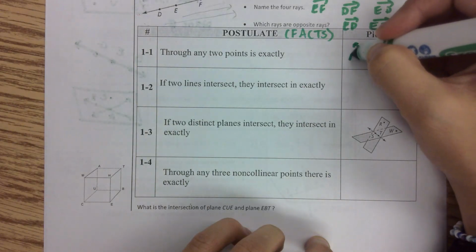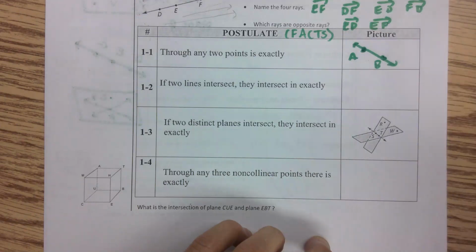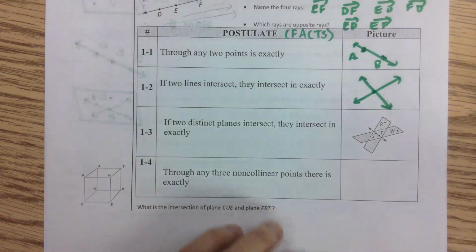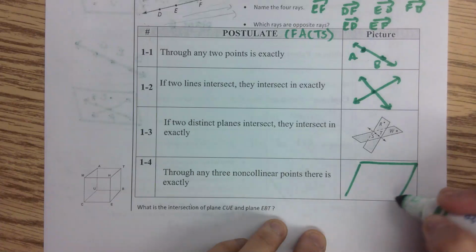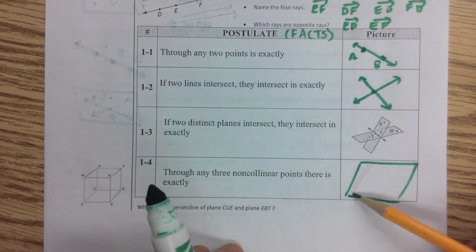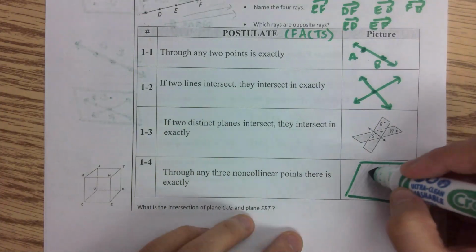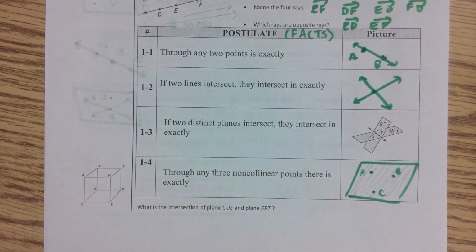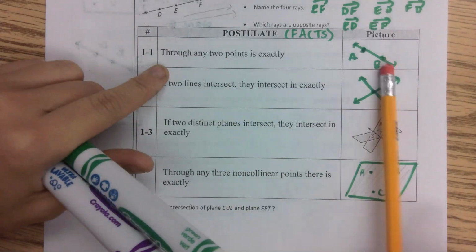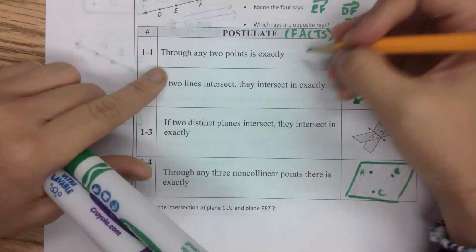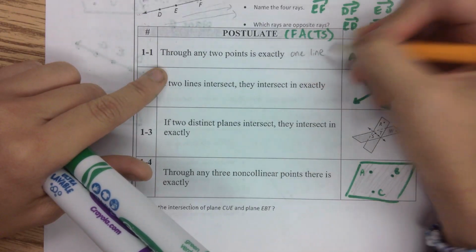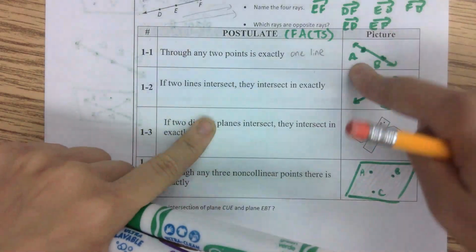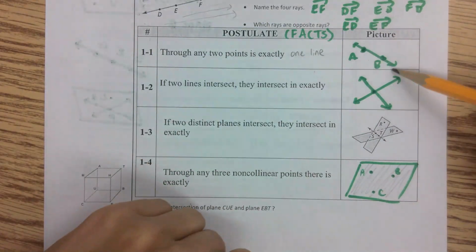So we have A and B, a line. We have 2 lines. We have this picture already drawn for us, and then we have a plane with 3 points. Okay, so through any 2 points is exactly 1 line. Right? If I have any 2 points in existence, in between them is just 1 line, right? So these 2 points, there's just 1 line.